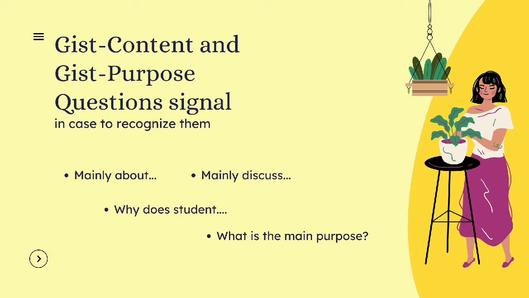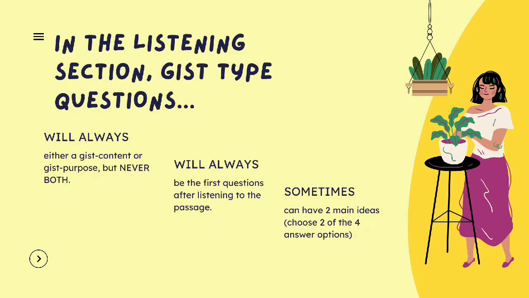You can recognize gist content and gist purpose questions because they use phrases like mainly about, mainly discussing, why the student, or what is the main purpose. Don't worry, in the listening section there will always be either a gist content question or a gist purpose question, but never both. This type of question will always be the first question after listening to the passage.